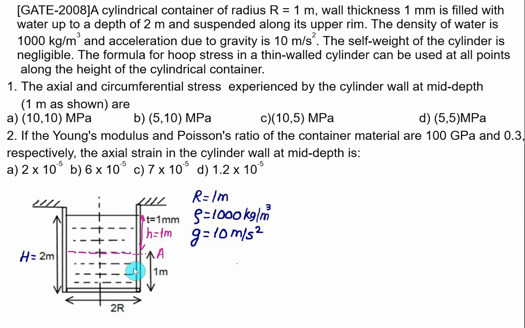So you have to first calculate what is the pressure at point A. Once you calculate the pressure at point A, we can calculate the axial and the circumferential stress. In the second part, the Young modulus and the Poisson ratio of the container material are 100 gigapascal and 0.3, the axial strain in the cylinder you have to calculate. For that purpose, we'll draw the state of stress, and then using the generalized Hooke's law, we'll calculate the axial strain in the cylinder.